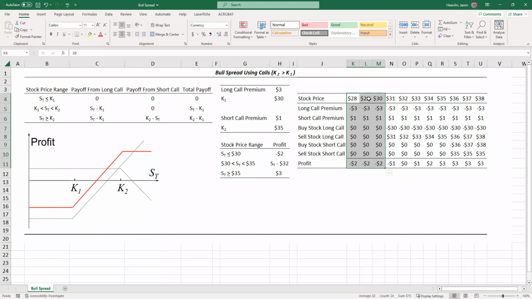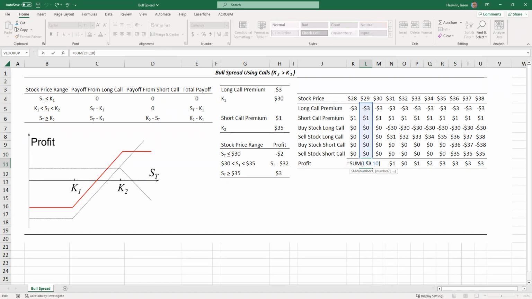Now, what it's telling you, let's use 29, for example. If the stock price is $29, the long premium you paid was negative $3, so cash outflow. You received $1. Because the stock price is below both strike prices, there's no action, so everything is 0. There's no buying and selling the stock because no exercise took place. And when you net all those cash flows, you get a negative 2.